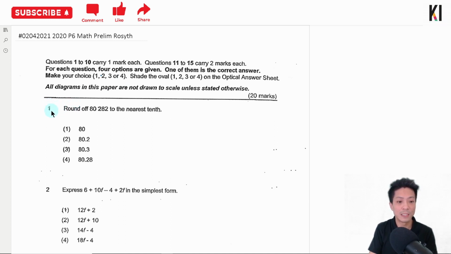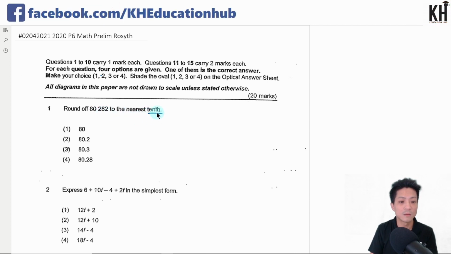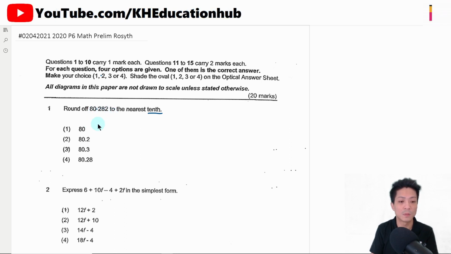Okay, so we're going to move into the first MCQ section. Let's start with question 1. Round off 80,282 to the nearest tenth. Okay, I think something is missing. I think there should be a decimal here. So this should be 80.282.